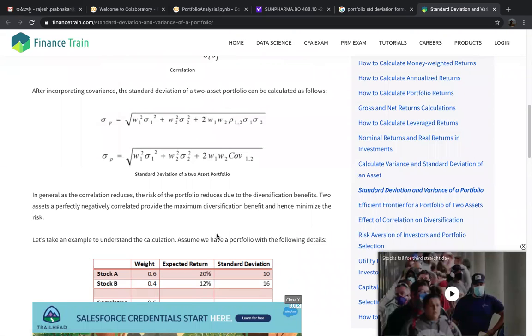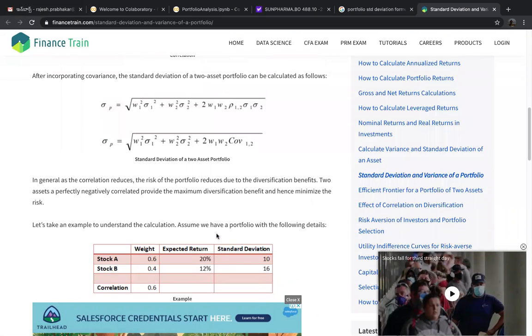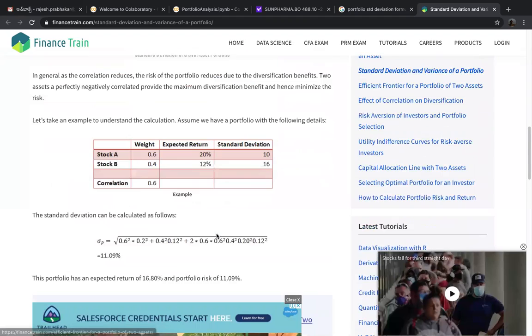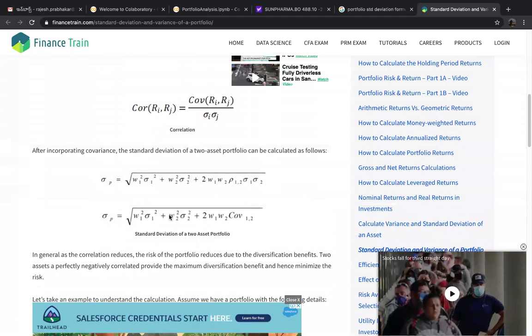Here, standard deviation of two asset portfolio. A multi-asset portfolio will be even longer. This is the standard deviation of only a two asset portfolio. The formula is very compact: weight 1 into standard deviation 1, plus weight 2 into standard deviation 2, plus 2 into weight 1, weight 2, covariance of 1 and 2. That is what we have incorporated in the formula.